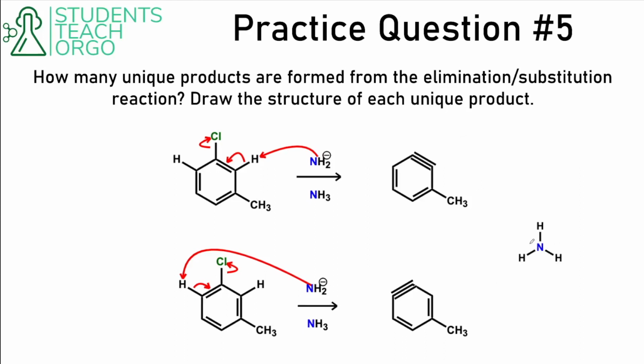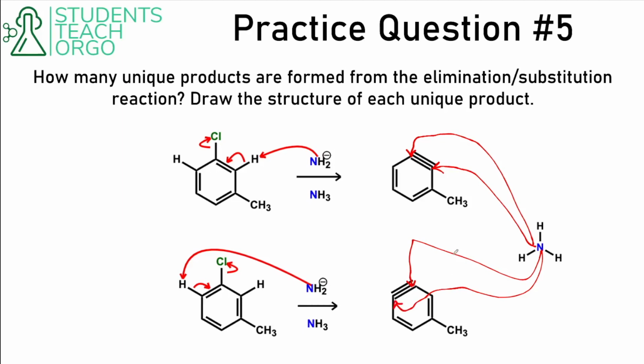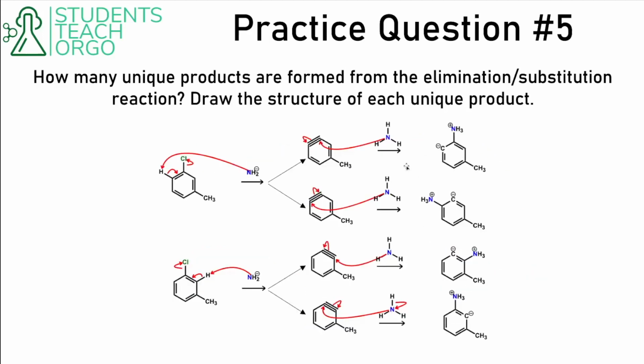Now ammonia is going to attack the triple bonds. But here's another question. Will ammonia preferentially attack this carbon here or this carbon there? And for down here, will this ammonia preferentially attack that carbon there or that carbon there? And the answer, again, is that there is no preference. Ammonia is just as likely to attack this carbon as it is this carbon, and down here it's just as likely to attack this carbon as it is this carbon. So let's draw out the next stage of intermediates.